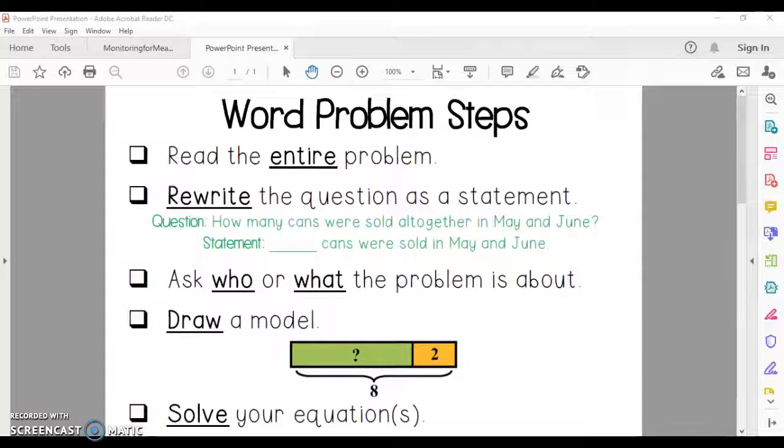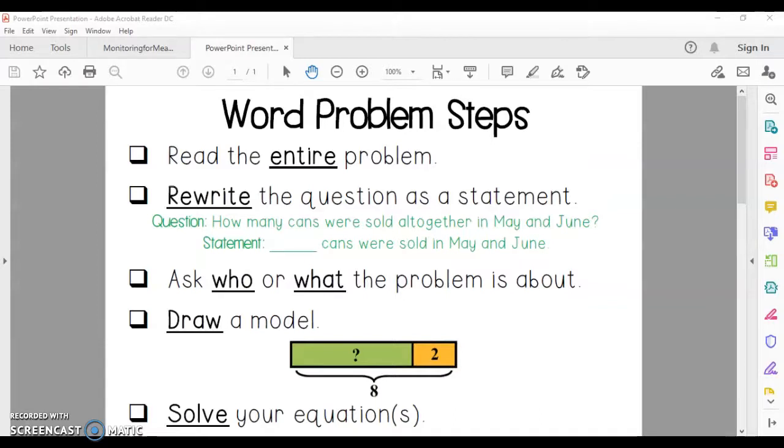Hey guys, in the past week we have been working on addition and subtraction problems where we have to regroup. Today we're going to work on some word problems where we have to decide what operation to use and how to solve the problem. So the first thing we're going to do is look at our word problem solving steps. We're going to follow each of these steps each time we do a word problem.